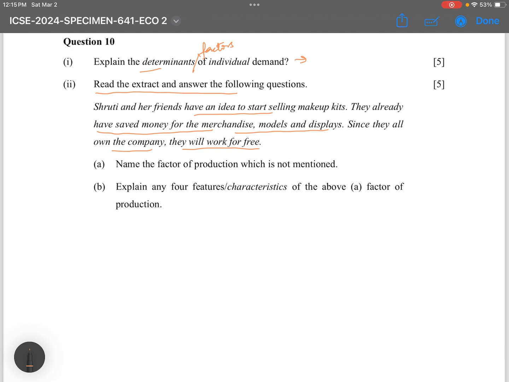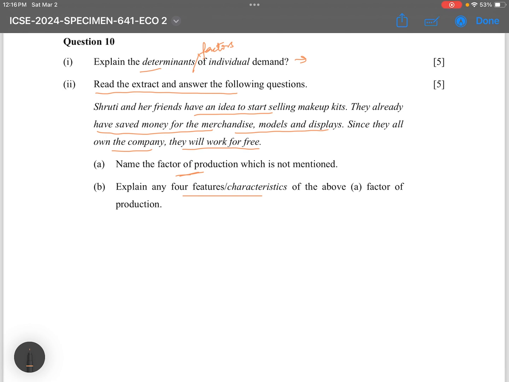First question is name the factor of production which is not mentioned. The factor of production not mentioned is land. The extract mentions capital, labor, entrepreneurship, all that is there, but land is not being mentioned here. So please make sure that you are able to choose the correct factor of production. Next question is explain any 4 features or characteristics of the above factor of production. So here you are supposed to give 4 features of land.